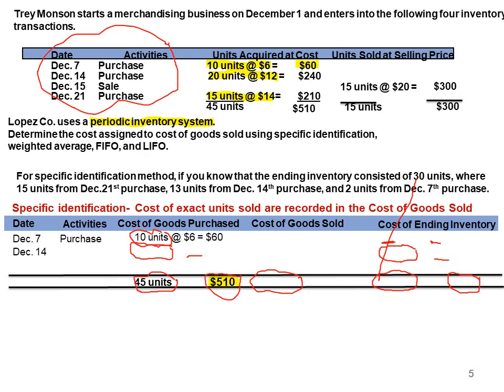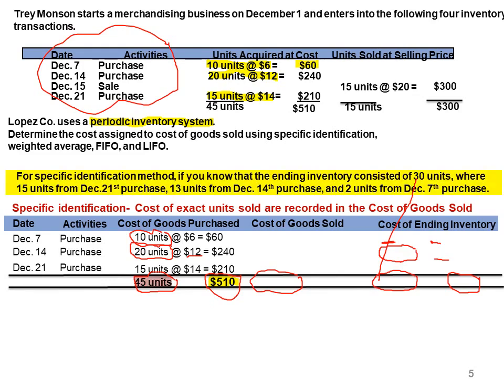So the information given here is related to the ending inventory. As you can see, for the specific identification method, the ending inventory consists of 30 units: 15 units from the December 21st purchase, 13 units from the December 14th purchase, and 2 units from the December 7th purchase. So what we're going to do now is draw this table as we did under the perpetual system, in which we have the date and activity column, the cost of goods purchased column, the cost of goods sold column, and the cost of ending inventory column. We will start by inserting the dates. We will analyze the above data given, and we are going to use it to fill in the table below.